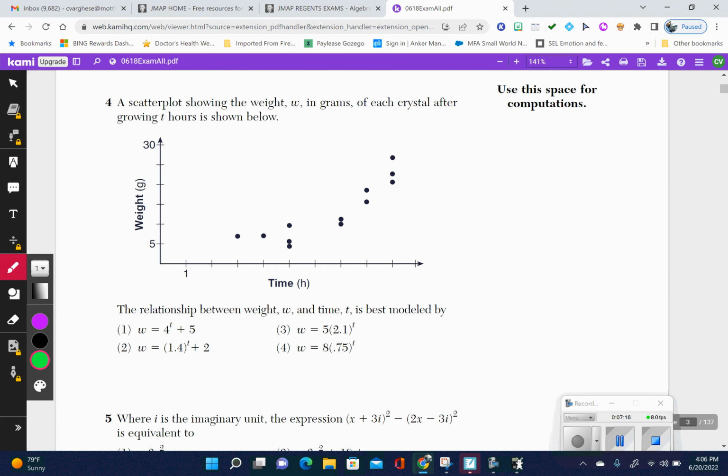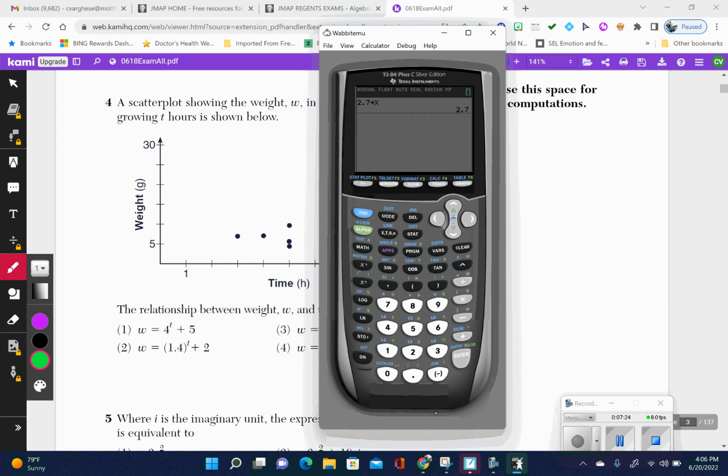Scatter plot relationship between the weight is best modeled by, so you could just go ahead and take this and plug it into the calculator, plug each of them into the calculator, and then see which one matches the best. So I'm going to pause it.